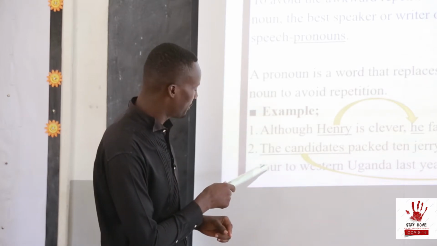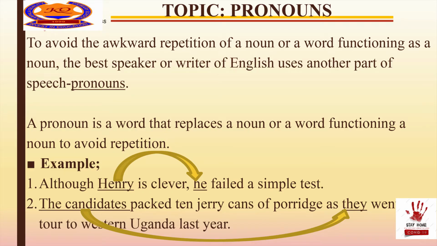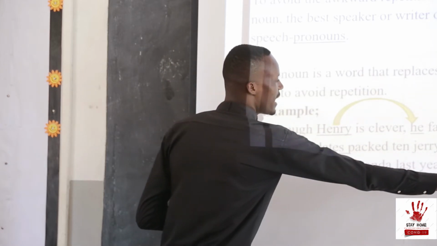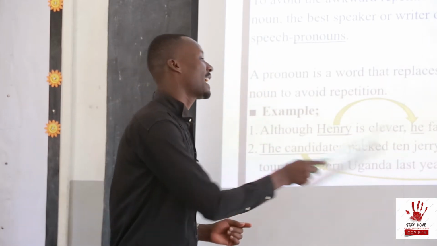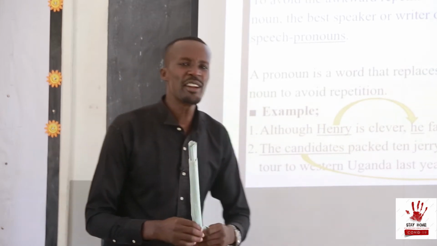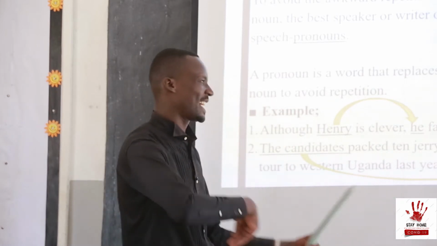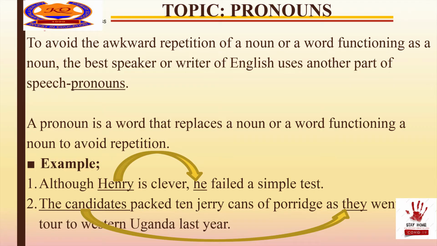Let us look at another example. The candidates packed 10 jerrycans of porridge as they went on a tour to Western Uganda last year. If we did not have pronouns, where there is they here, we would have the candidates again. And it would be very ugly to have a sentence like, the candidates packed 10 jerrycans of porridge as the candidates went on a tour to Western Uganda last year. You see? But because of pronouns, our sentence is smart. Instead of repeating the candidates, we can have they.